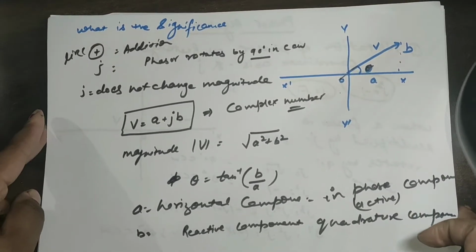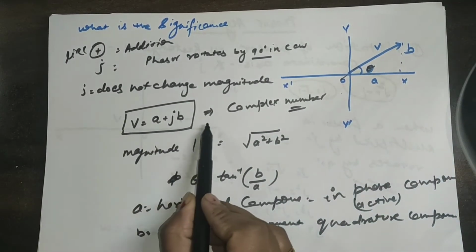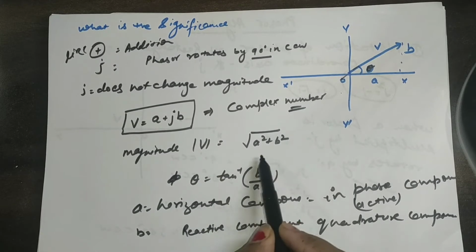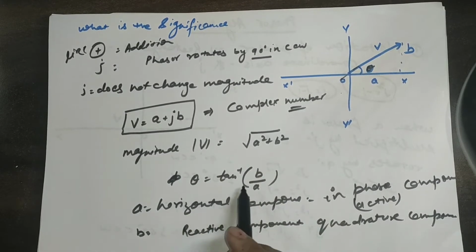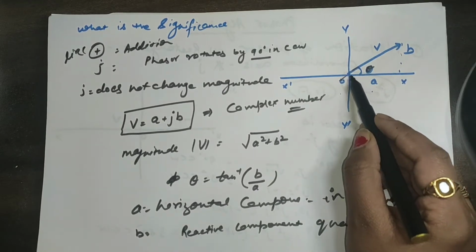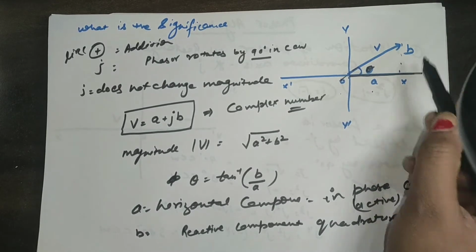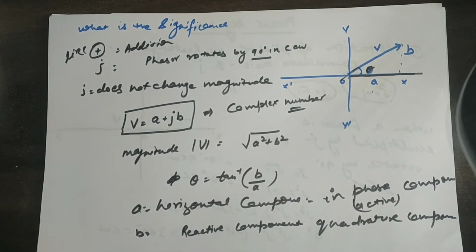This is the significance of J. We can express this phasor by A plus J B. The magnitude is the square root of A squared plus B squared, and theta is tan inverse of B upon A. A is called the in-phase component because it is in phase with the OX axis, and B is the reactive component, or quadrature component.